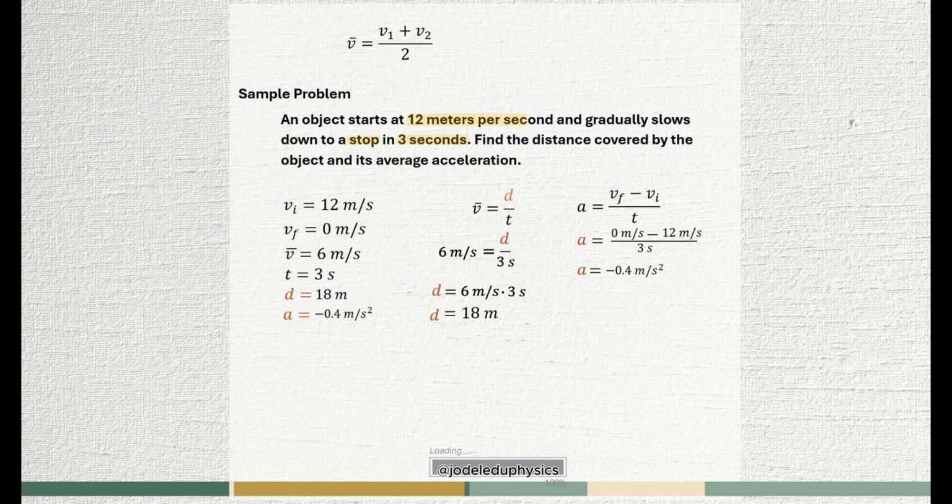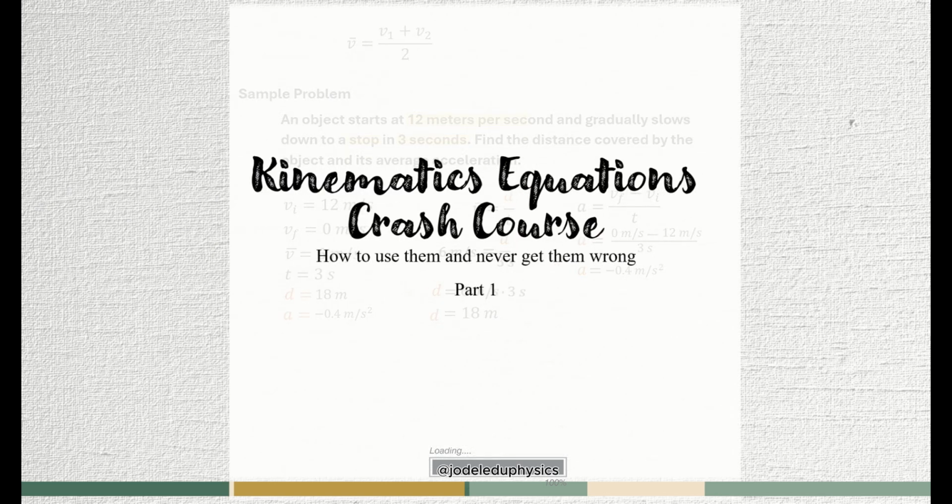That concludes part 1 of this course. Next, we'll derive the other two kinematics equations, which are combinations of the three equations we discussed here. Would you like to see these kinematics equations explained using a graph, or maybe go through more sample problems? Stay tuned.